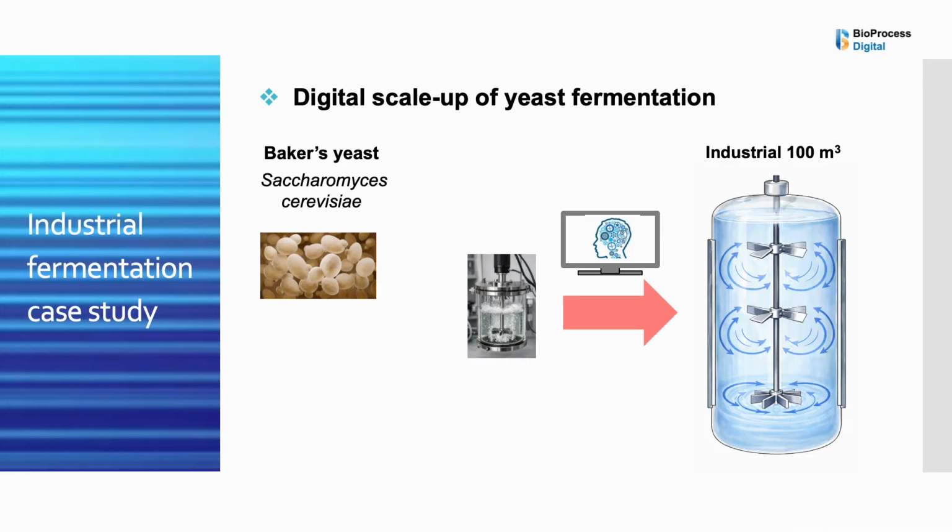Throughout the course, the principles and methodology of bioprocess engineering are illustrated through an industrial case study, the scale-up of Baker's yeast fermentation by Saccharomyces cerevisiae, from laboratory scale to a 100 cubic meter industrial fermenter. This case study provides a practical framework for understanding the analysis, simulation, scale-up, and digital optimization of fermentation processes, demonstrating how mechanistic models can be applied to support process development and industrial operation.